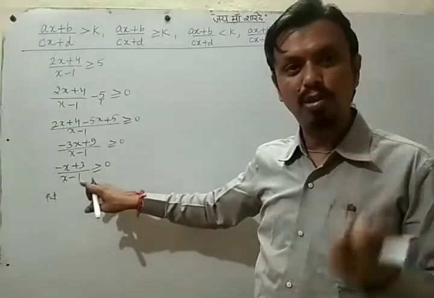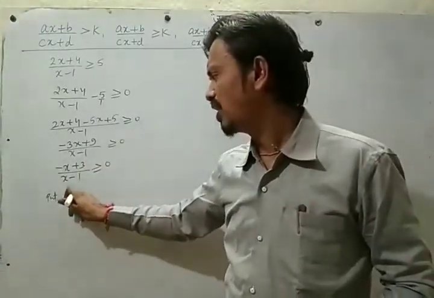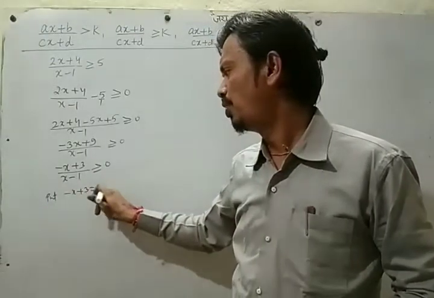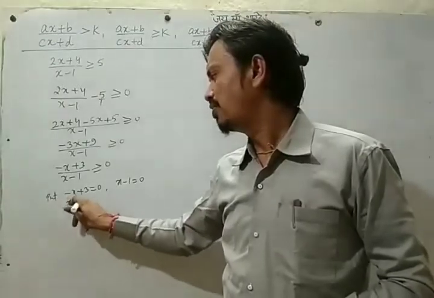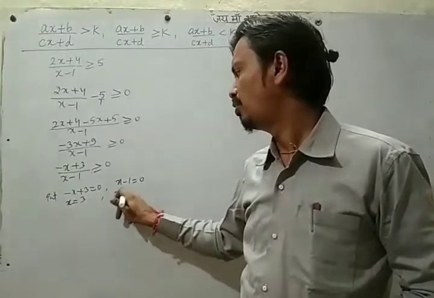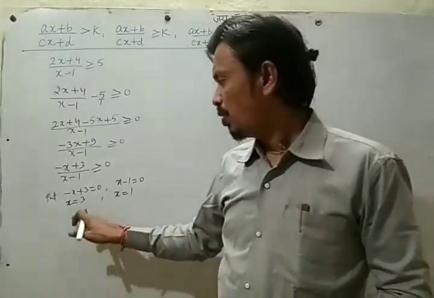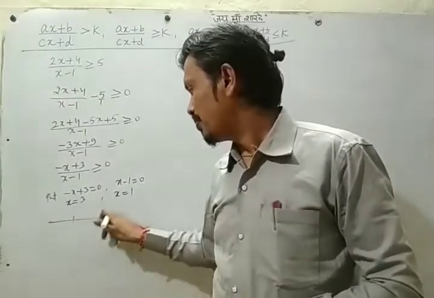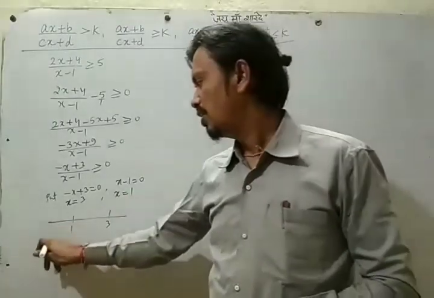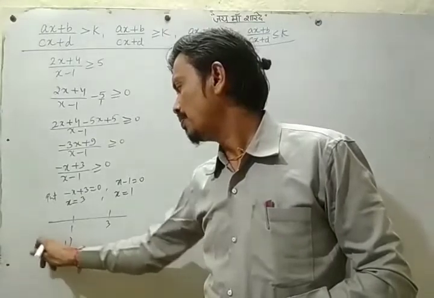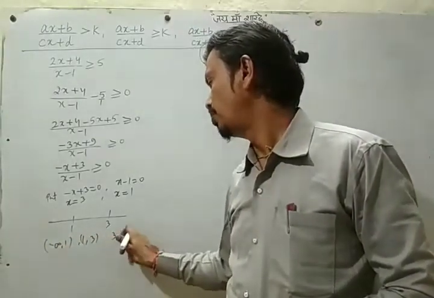When we did chapter 2, domain and range, at that time we used this trick. Just put -x + 3 = 0 and x - 1 = 0. What are you getting for x? 3 and 1. These are called critical points. So our number line is divided into 3 parts by these points 1 and 3: one is minus infinity to 1, one is 1 to 3, and one is 3 to positive infinity.